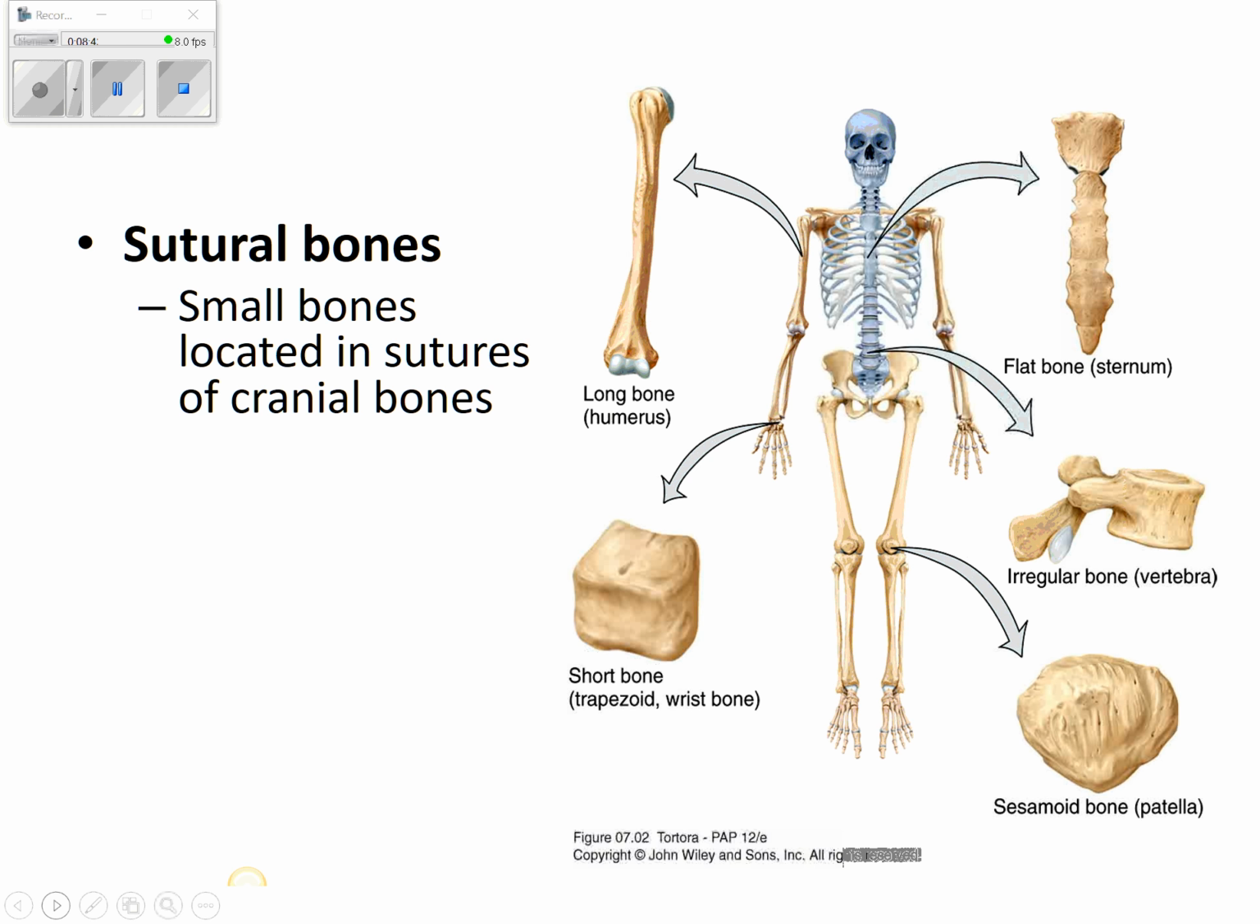Sutural bones are going to be small bones that are located in sutures of the cranial bones. We'll talk about those in a little more detail when we talk about the different sutures in the cranium.